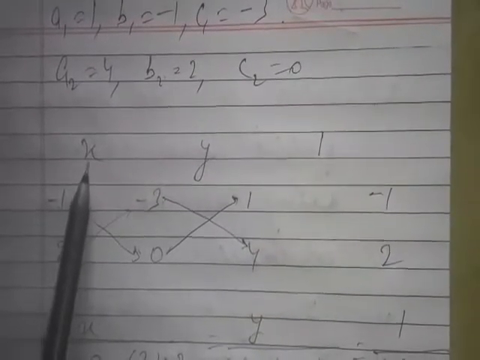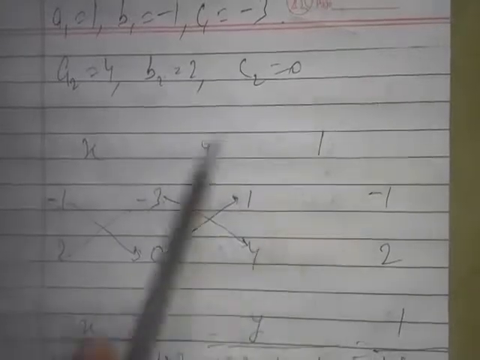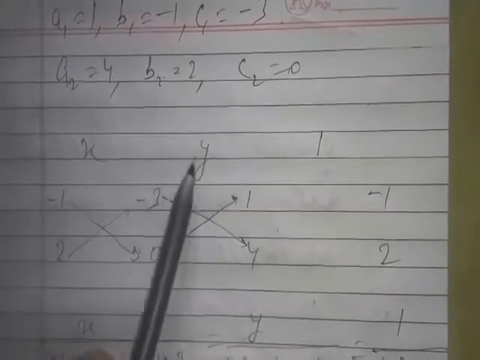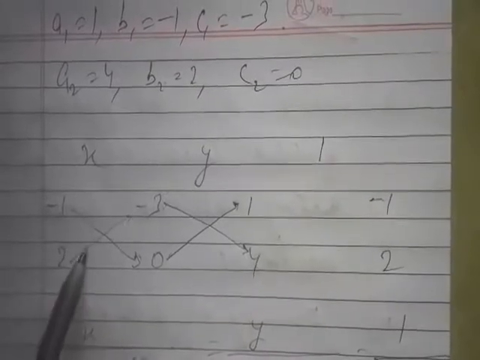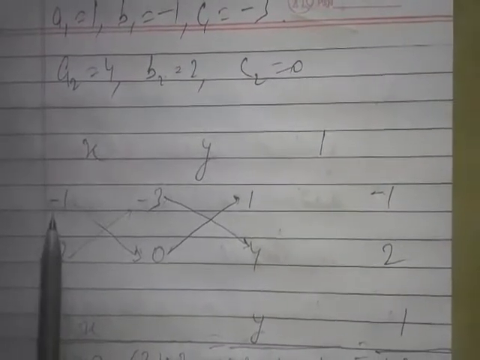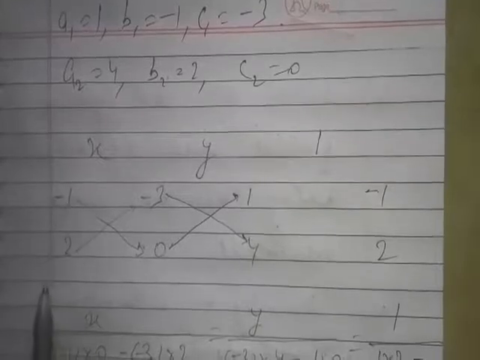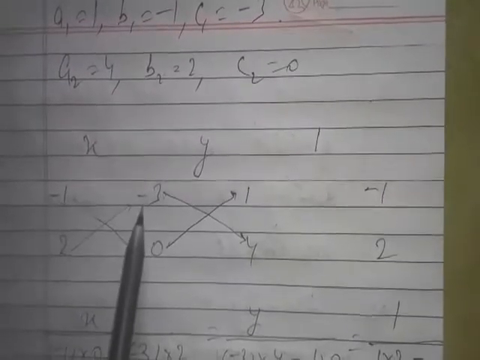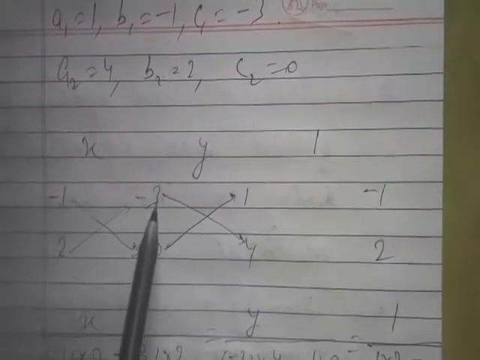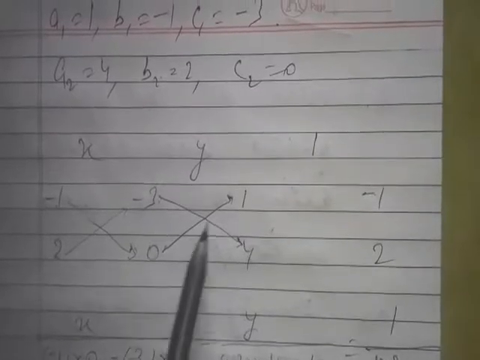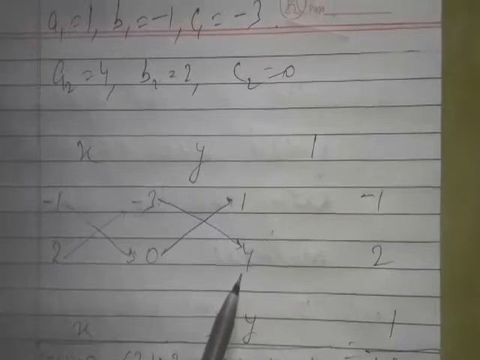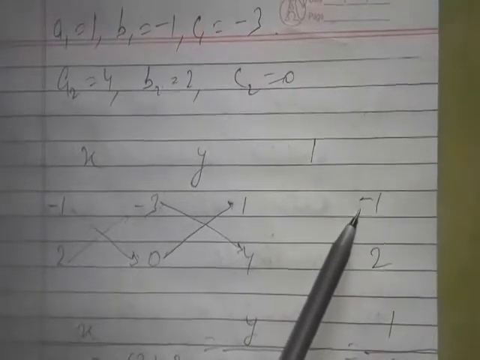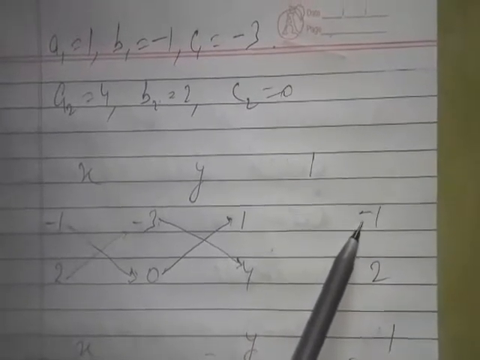Here, in the upper portion, the variables are x, y and 1. 1 is a constant. And here minus 1 is B1, 2 is B2, minus 3 is C1 and 0 is C2. A1 is 1 and A2 is 4. And again B1 is minus 1 and B2 is 2.